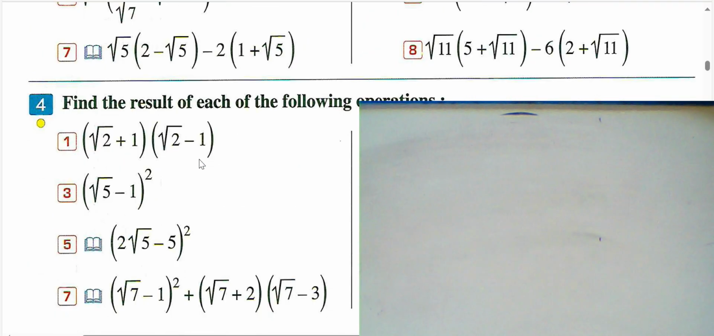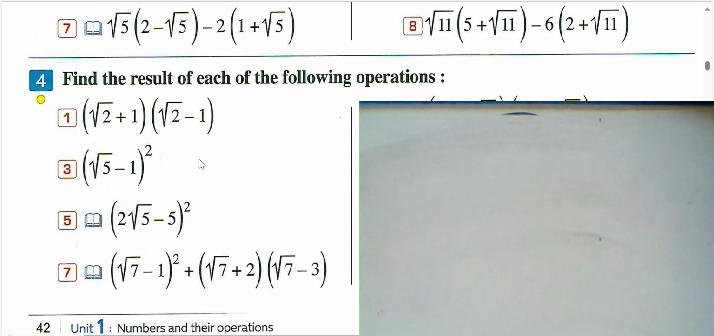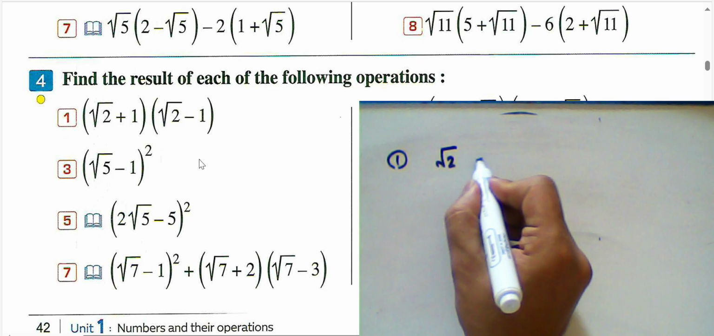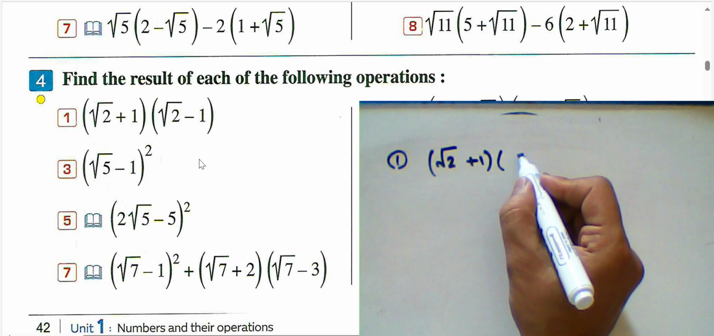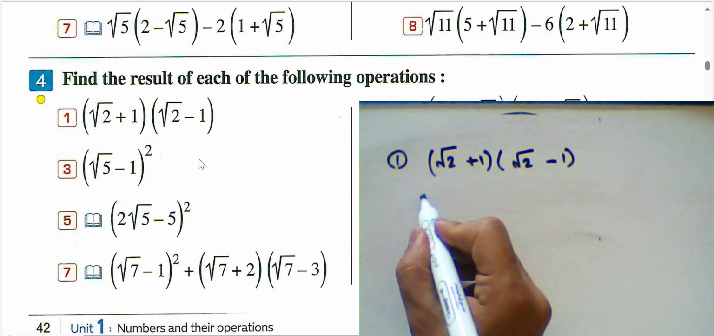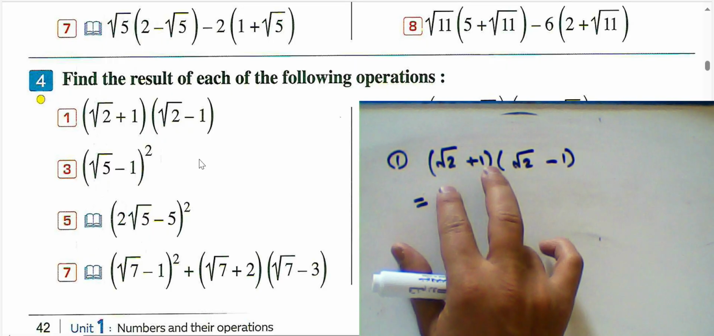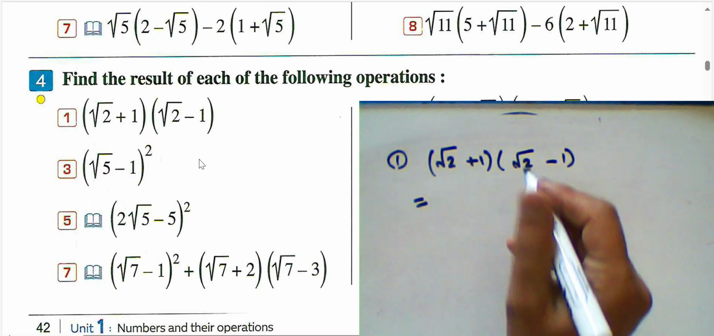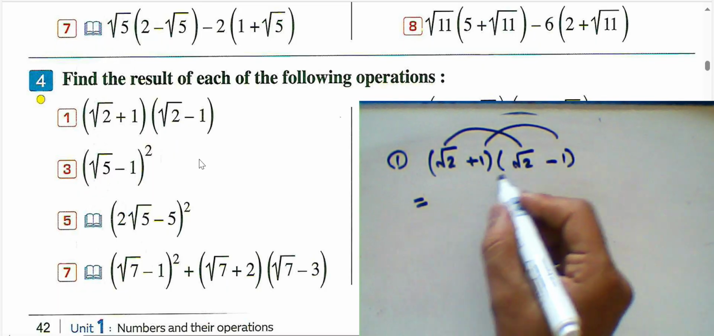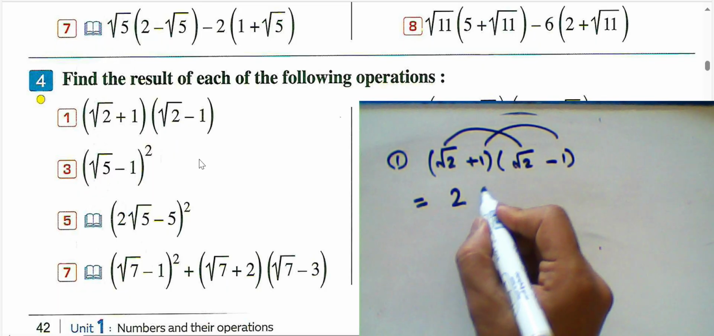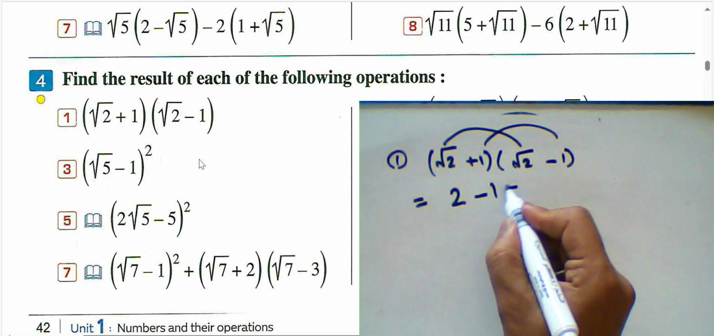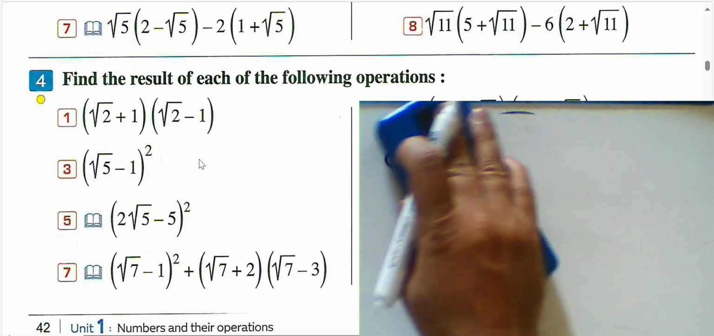Now, question number 4. Find the result of the operation. Question number 1. We have root 2 plus 1 product by root 2 minus 1. We have two numbers here, root 2 plus 1 and root 2 minus 1, they are conjugates. Then the rule tells me to multiply first by first and second by second. Root 2 times root 2 equals 2, and negative 1 times 1 will be negative 1. Then the result will be 1.